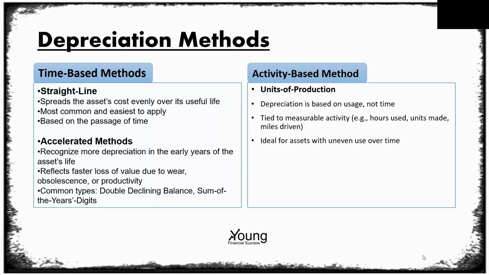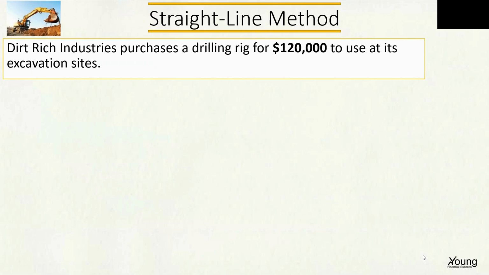This is not based on the usage of time, it's based on the usage of the actual asset. So it's tied to some kind of measurable activities, hours that it's used, units it's made, miles that we've driven it. So really great method for certain assets, but it can't be used for all assets. So first, let's jump into the straight line method.